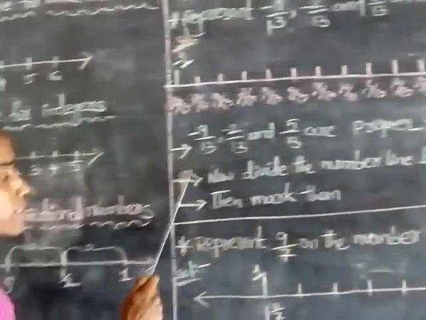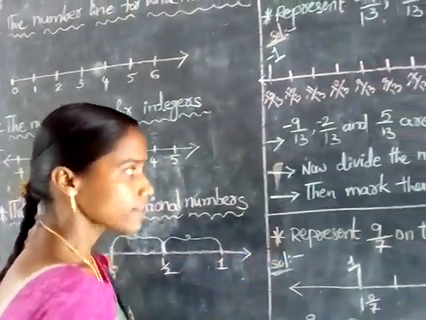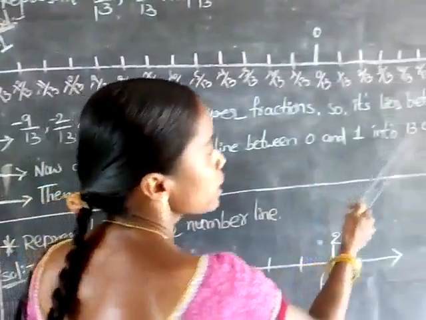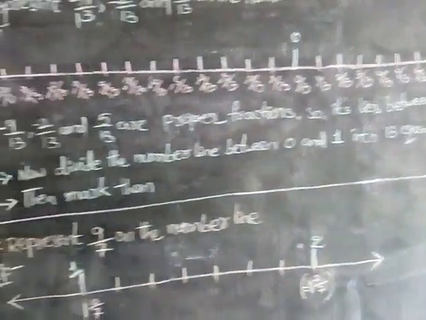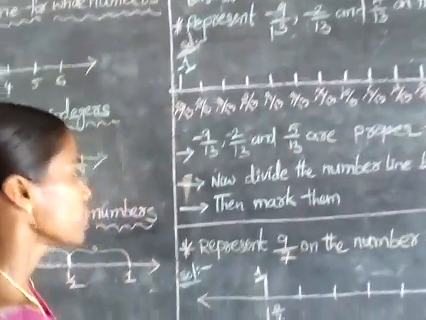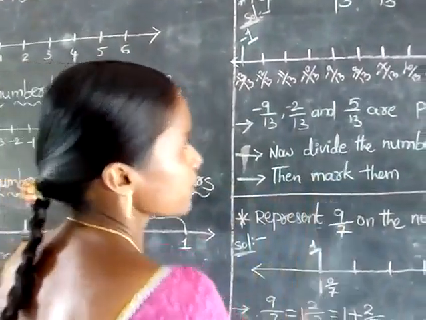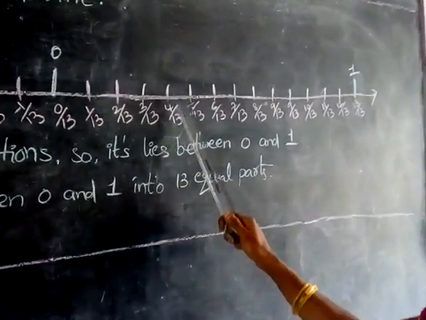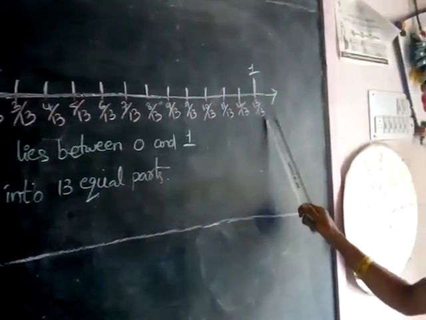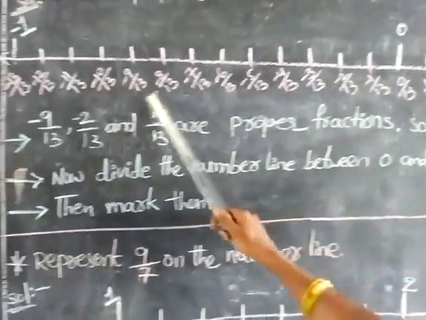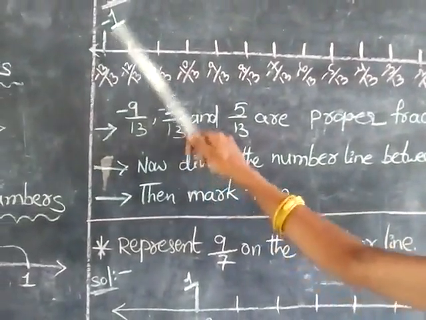In the second step, to find the exact point, we divide the number line between 0 and 1 into 13 equal parts. Why? Because these fractions have denominator 13. Now the numbers will be on the right side of 0. See 1 by 13, 2 by 13, 3 by 13, 4 by 13 and so on up to 13 by 13 which is 1. On the left side of 0 we have minus 1 by 13, minus 2 by 13, minus 3 by 13 and so on up to minus 13 by 13 which is minus 1.